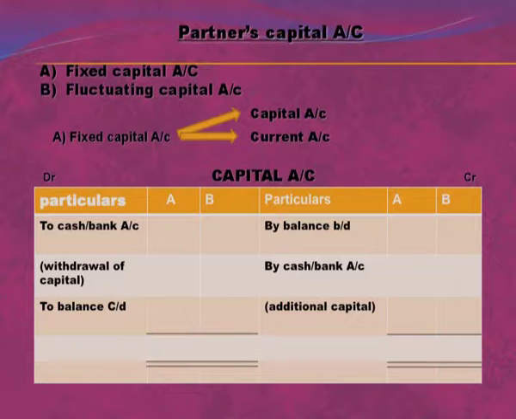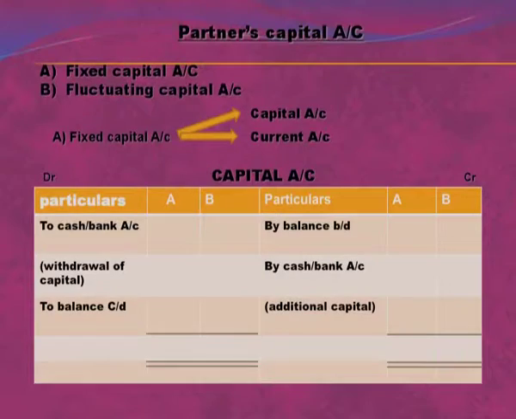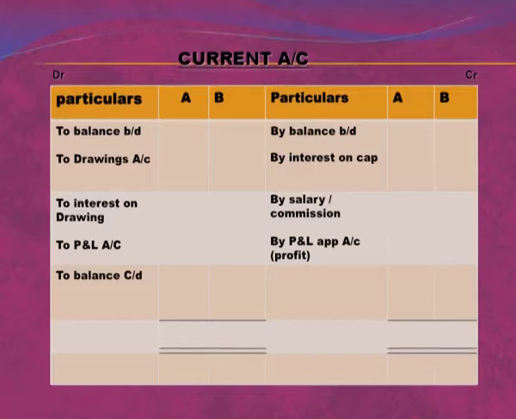Now come to the debit side. On the debit side we have written to cash/bank, that is withdrawal of capital. If some of the partners withdraw the capital permanently from the business, then that will result in decrease in capital. That's why we will mention this transaction on the debit side. From the credit side we will deduct the debit side and we will get the closing capital, that is to balance carried down. The next format is current account.